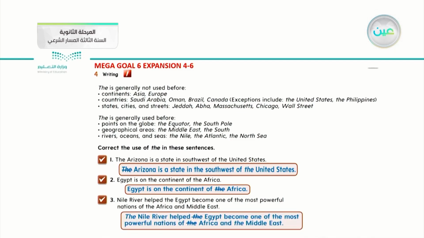Okay, the Nile River. Because the river here is among the geographical features, we can use the article "the" with it. Helped, then I omit "the" before Egypt, become one of the most powerful nations of, then I omit "the" before Africa because it is a continent, and the Middle East. Okay, do you like that question? Hopefully it is easy for you, and I hope it makes sense to you.